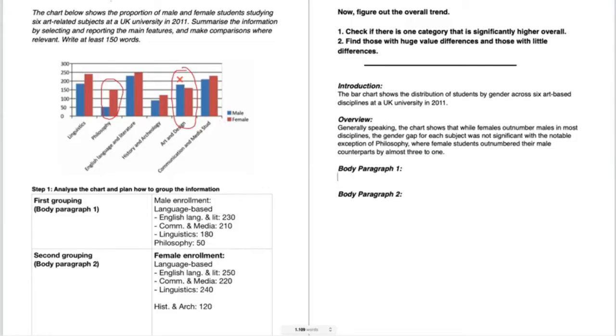All right, so just like that, we are on to our body paragraph 1, which is where we're going to start talking about male enrollment. So that is our first group. And remember, that's the blue. And I've got our first grouping, body paragraph 1, exactly here in our outline. So I'm going to use this to write my paragraph. So I'm just going to start off by saying, regarding male enrollment, art and design was the only subject with more men than women at a ratio of 120 to 90.